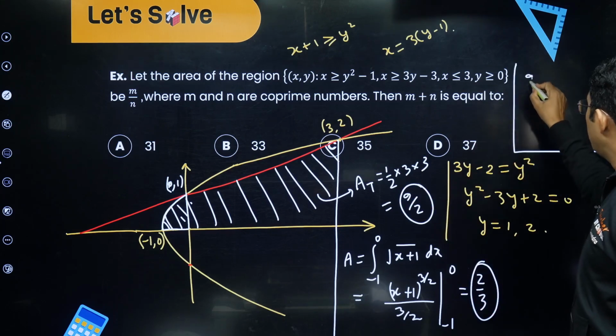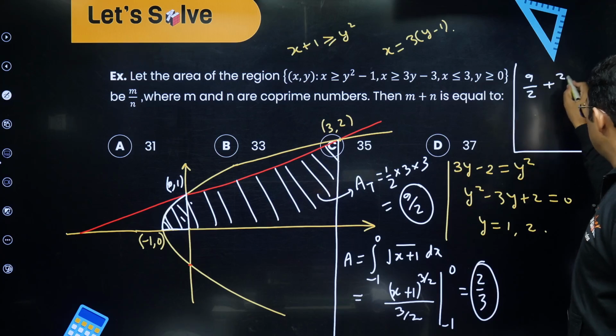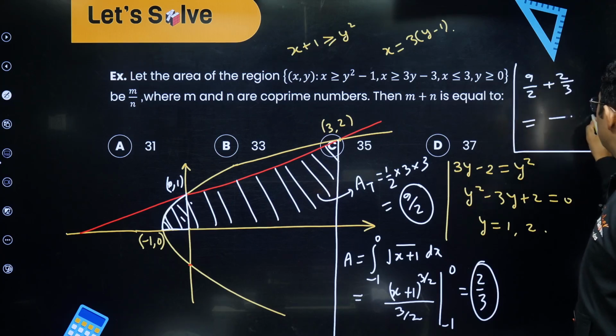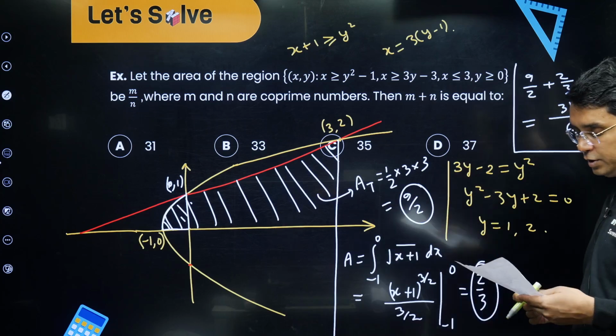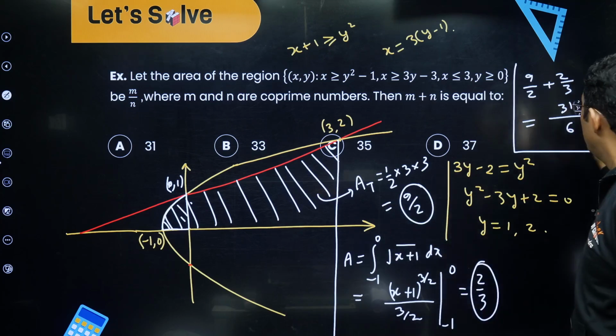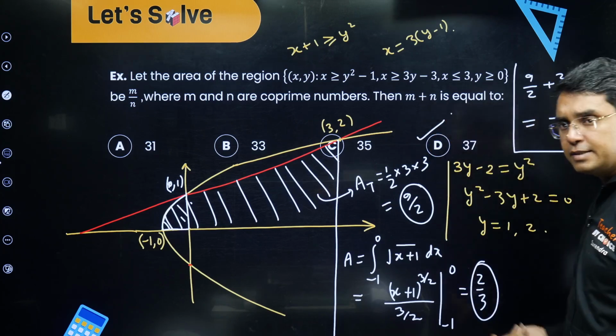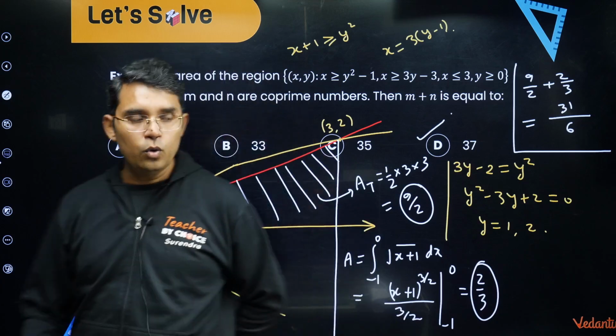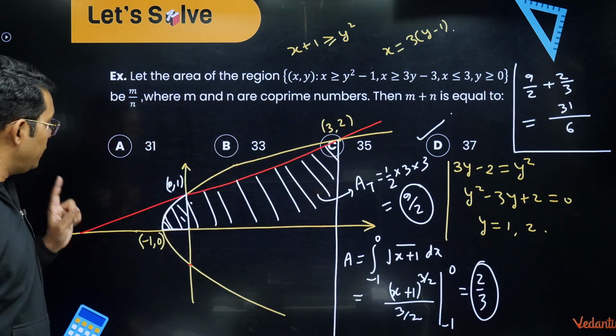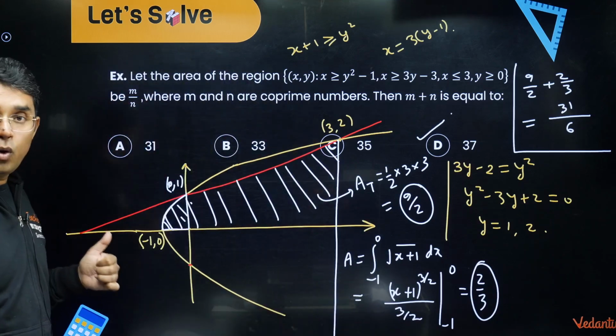That means 9 by 2 plus 2 by 3. So this becomes 27 plus 4, I think 31 upon 6. 31 upon 6 is what I was getting. Yeah, correct. So the answer of this would be D, because they are asking m plus n. 6 and 31 are I think co-prime. So the answer is 31. Now dear students, I was talking about one alternate method.